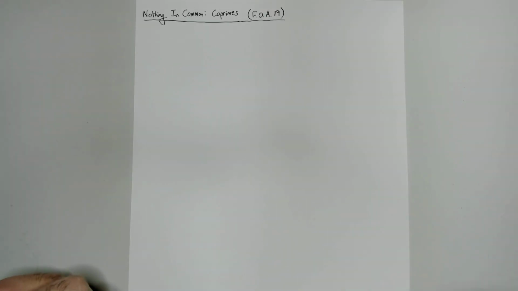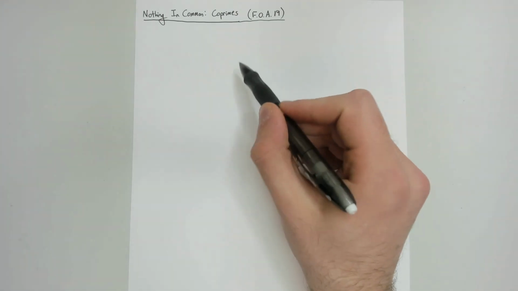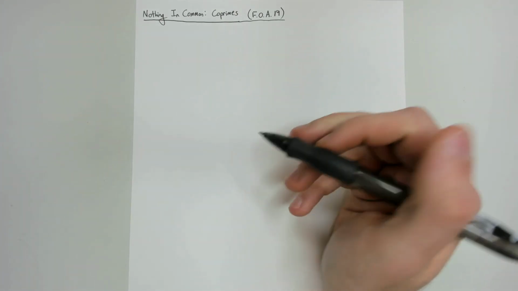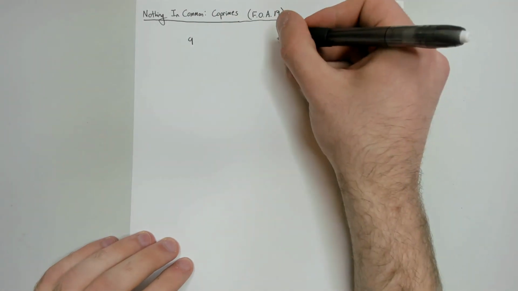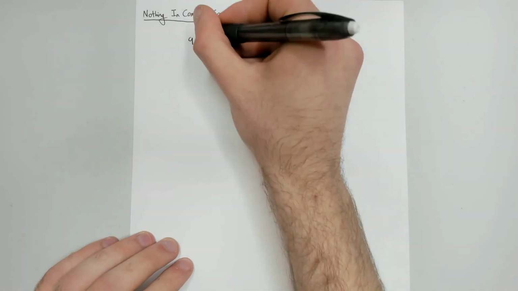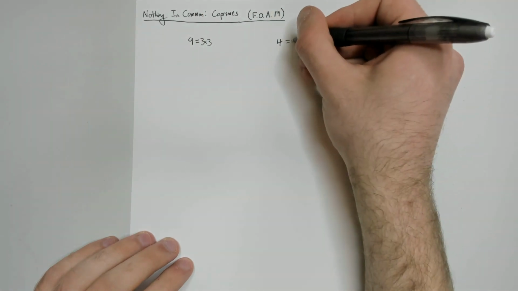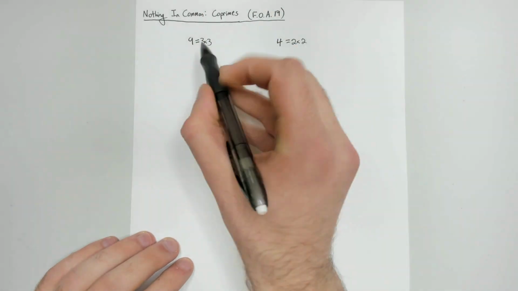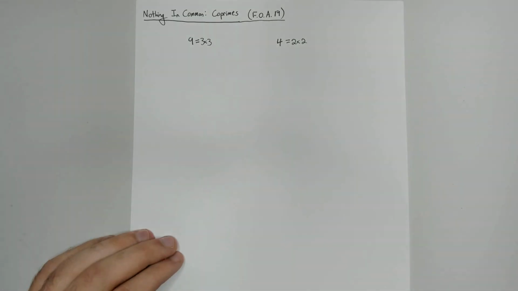Alright, so the idea of coprimes is basically a property that two numbers have relative to each other. Let me give you an example. Let's say I take the number 9, and I take the number 4. I can write out their prime factorizations. 9 is going to be 3 times 3, and 4 is going to be 2 times 2. These are both prime numbers, and it's the unique combination of prime numbers that make up these two numbers.